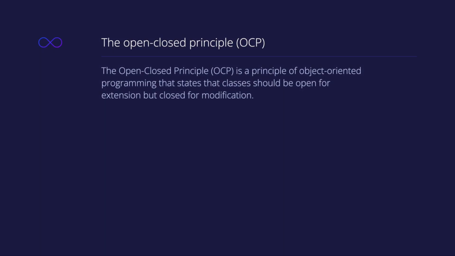The open-closed principle is a principle of object-oriented programming that states that classes should be open for extension but closed for modification. In other words, a class should be designed in such a way that it can be extended to add new functionality without modifying the existing code. This principle promotes the creation of robust and flexible software systems that are easier to maintain and modify over time.